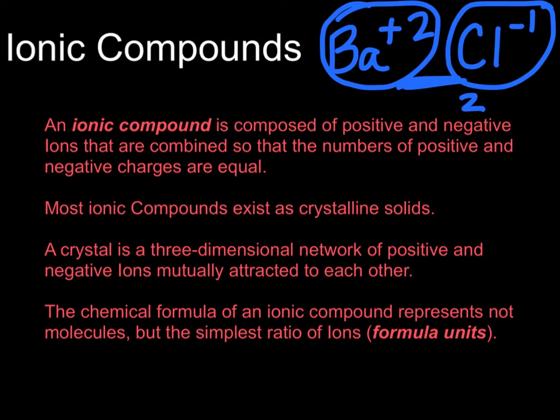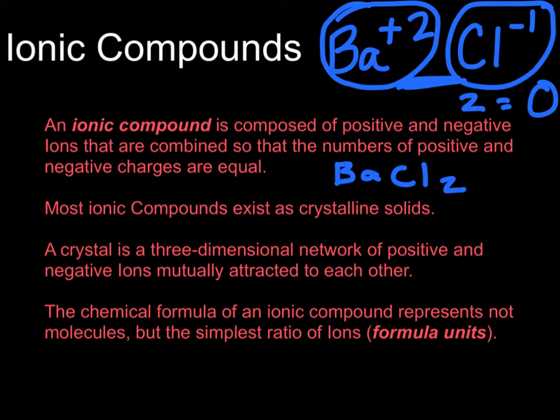Our goal is to end up with a total charge of 0, right? We want our compound to be neutral. It shouldn't have any charge. So we need to add a second chloride to balance that out. So when we do that, we end up with the formula of BaCl2 because we have 1 barium atom and 2 chloride atoms.